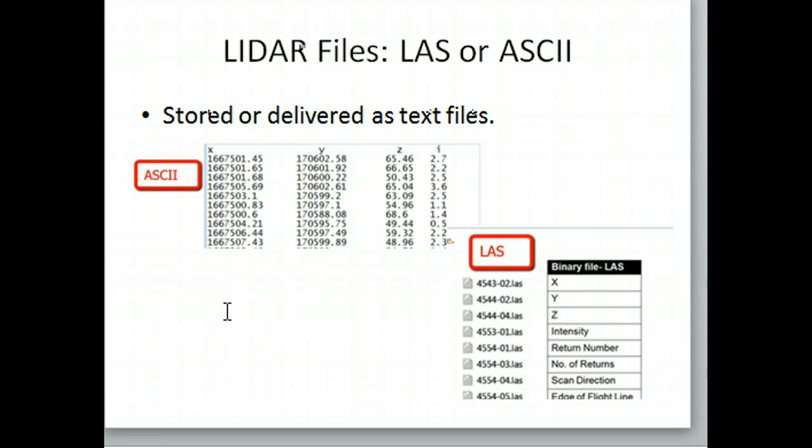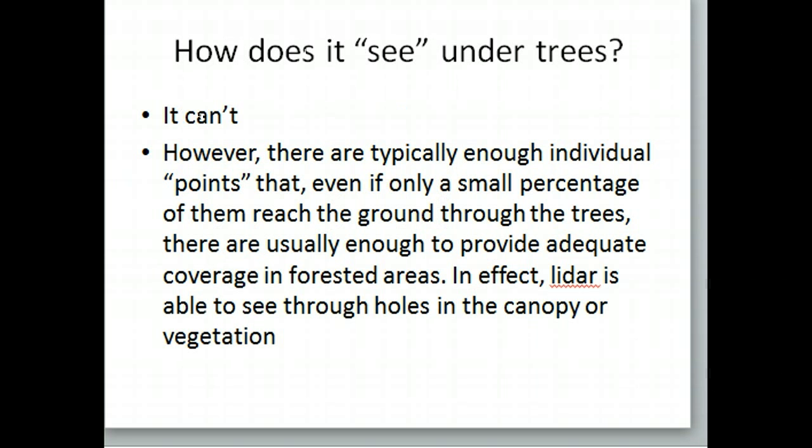So when you download Lidar, you often will get it in one of two formats. You'll get a LAS file or you'll get an ASCII file. And ArcGIS is set up to work best with LAS files, so if I have an option, I always take the LAS file. Some places give you the LAS file and the DEM and the slope, so you can download all the derivatives at the same time. That can be an advantage of some of the Lidar vendors.